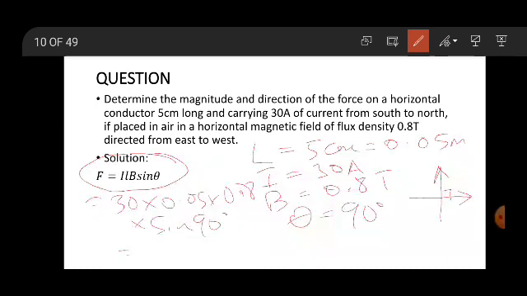So if we multiply that, 30 times 0.05 times 0.8, it's going to give us 1.2. So the force experienced here will be equal to 1.2 newtons.